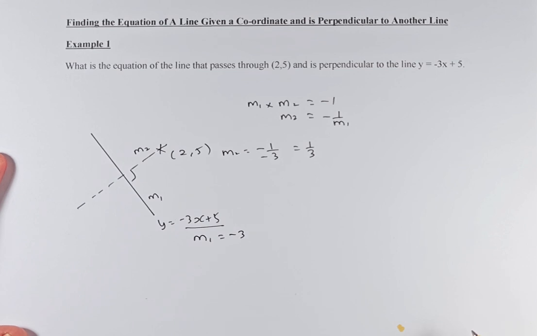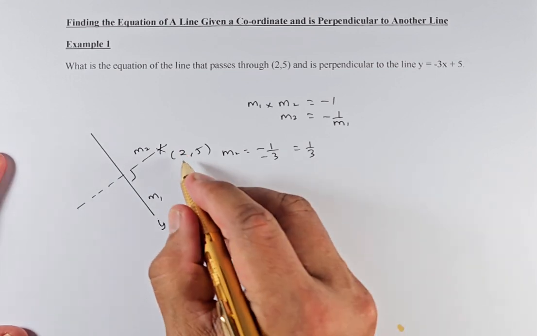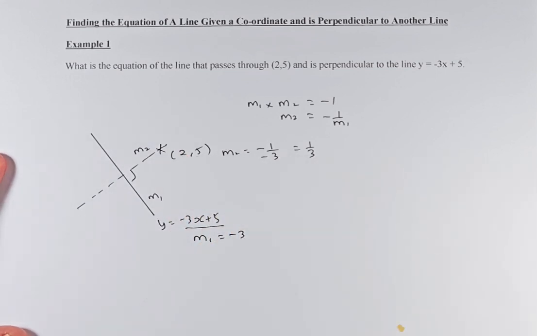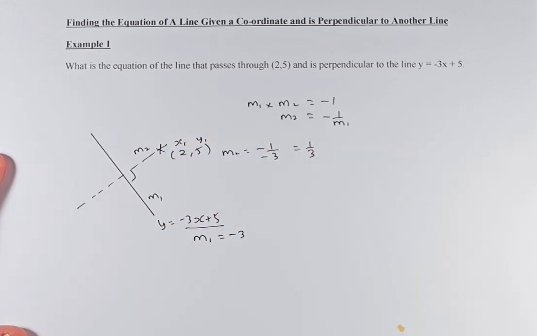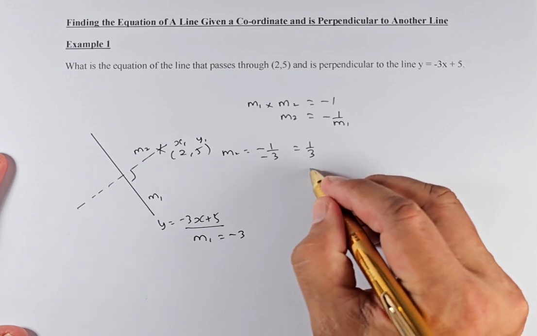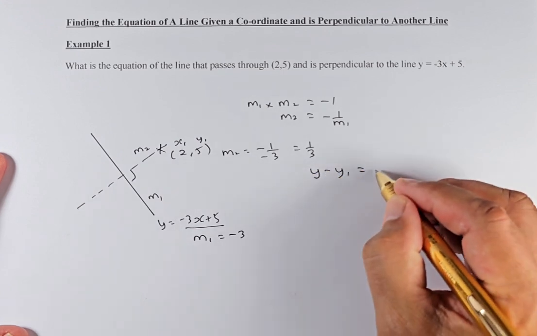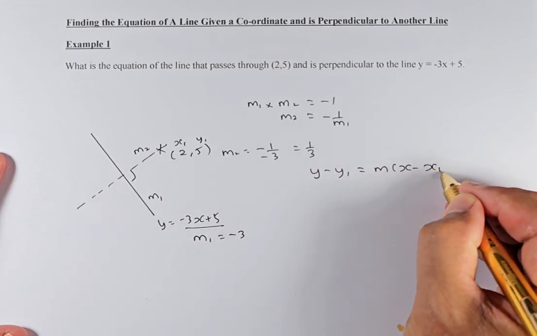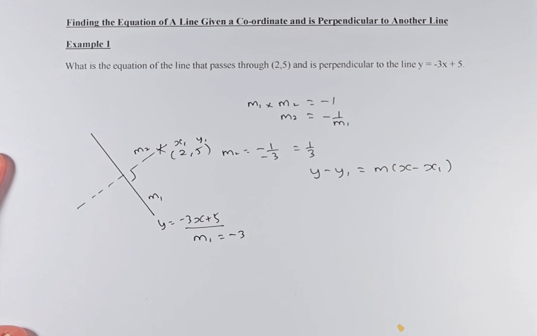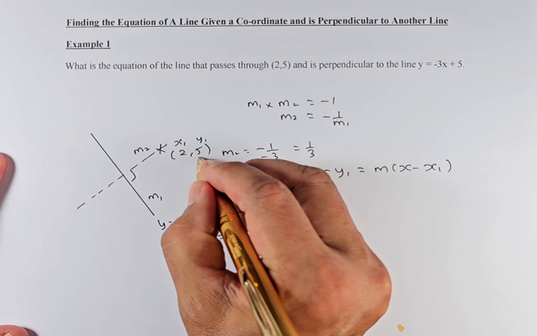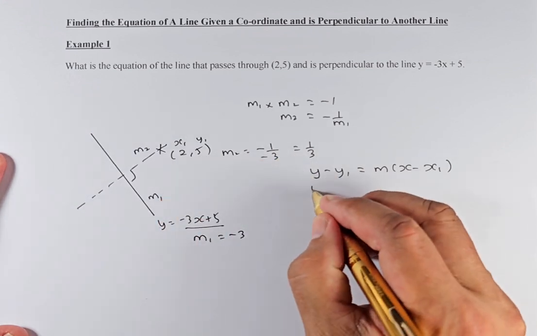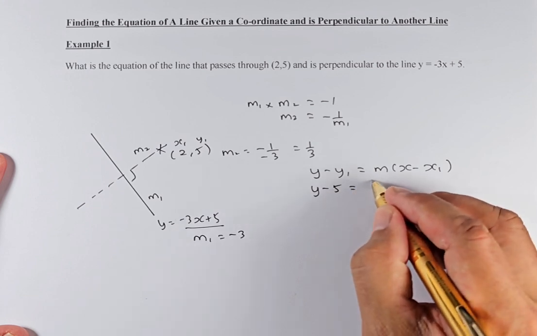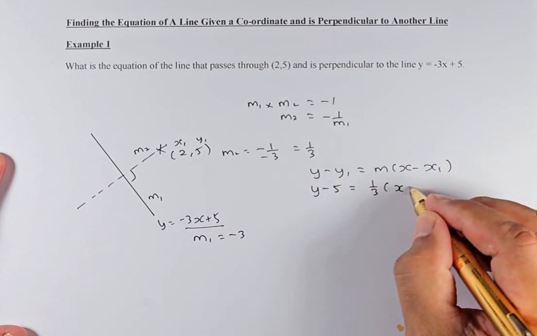Okay, so we know the gradient is 1/3, and we know the point (2, 5), so you can label them as x1 and y1. We can do the normal finding of the equation of the line by using the formula y minus y1 equals m(x minus x1). The last step, we just need to substitute the numbers. So y1 is 5 and x1 is 2 and the gradient is 1/3. So y minus 5 equals 1/3 (x minus 2).